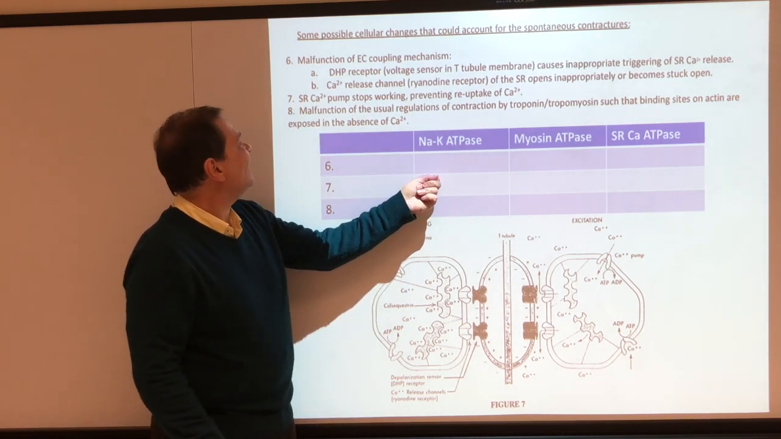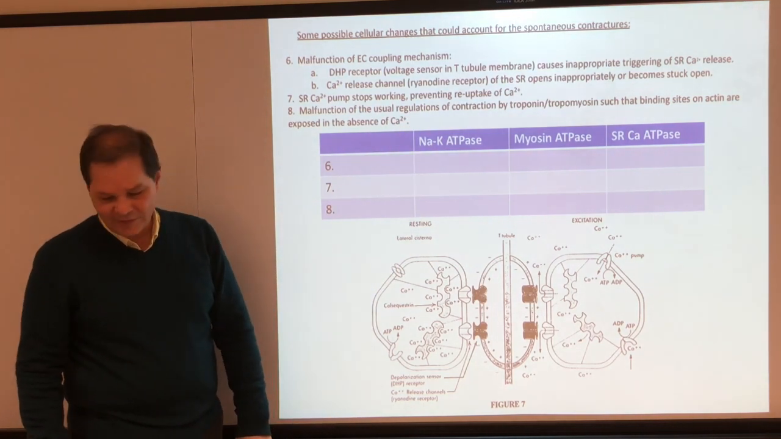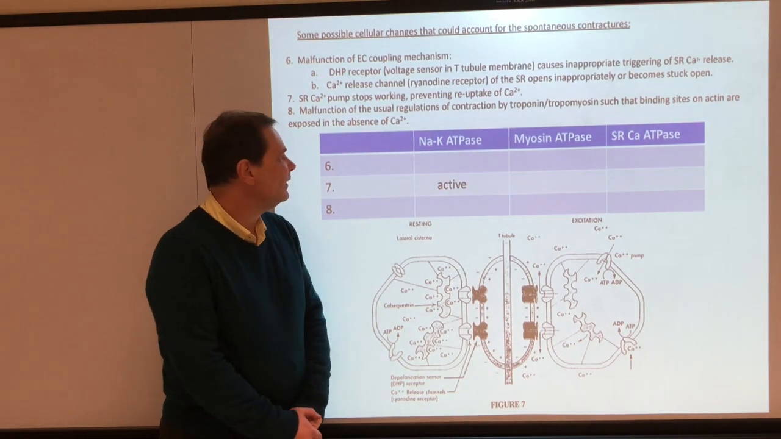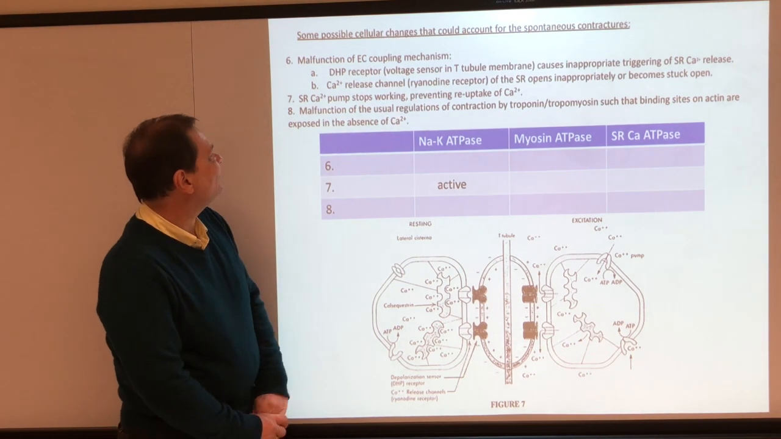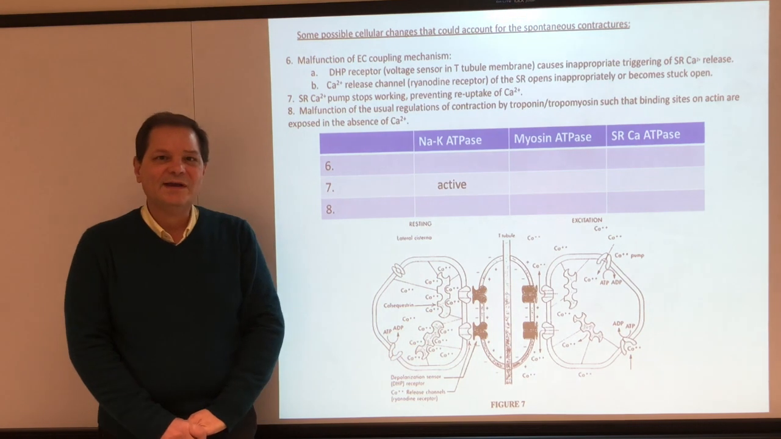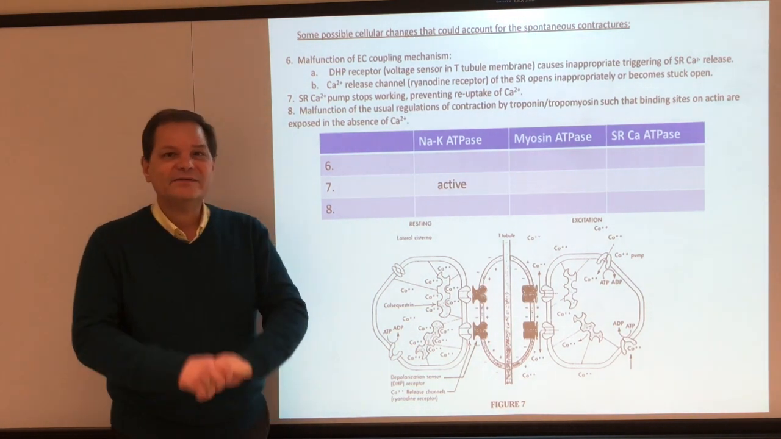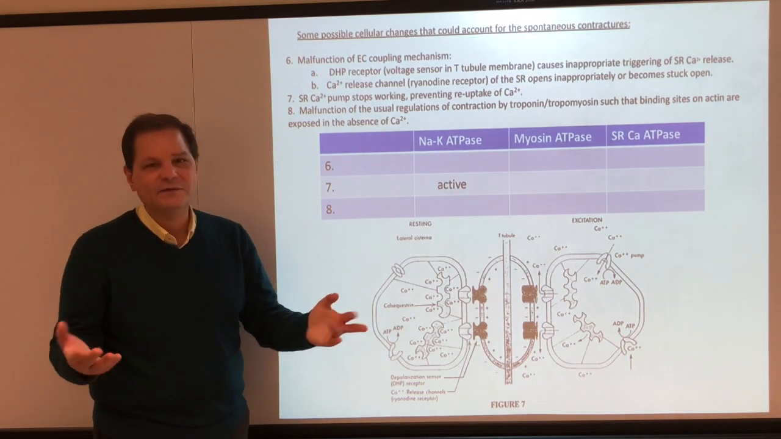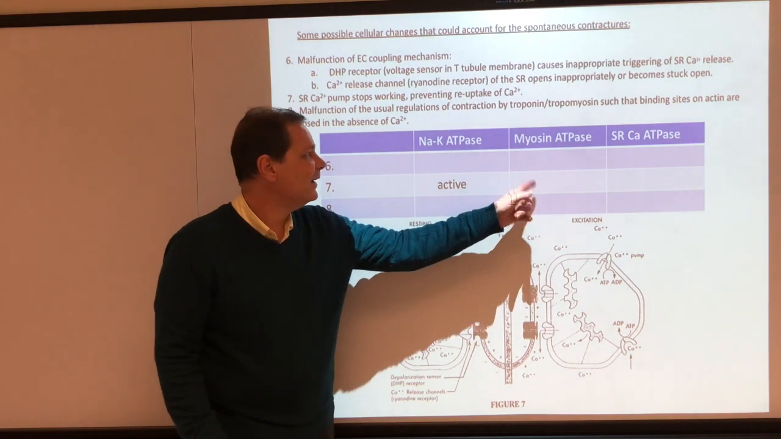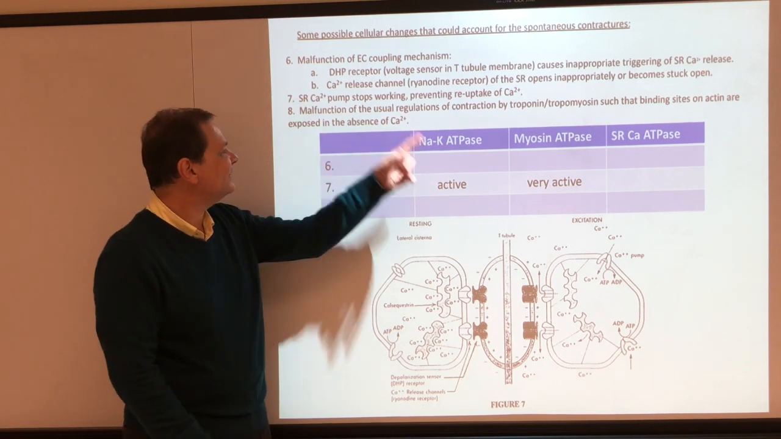Well, the sodium potassium ATPase probably isn't going to be affected if this is the problem, okay? If the SR calcium pump stops working. So we can say that that's still active, all right? How about the myosin ATPase? Well, if we don't have an SR calcium pump and we're not taking calcium up into the SR, that means we have a high cytosolic calcium. And a high cytosolic calcium means we have lots of binding to troponin C, we have lots of muscular contraction going on, and lots of myosin ATPase activity. So this is probably very active in this case.